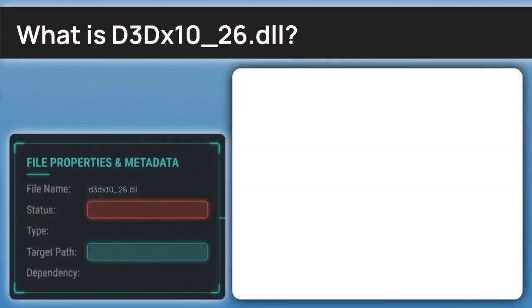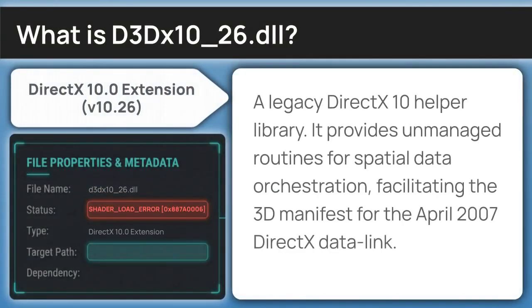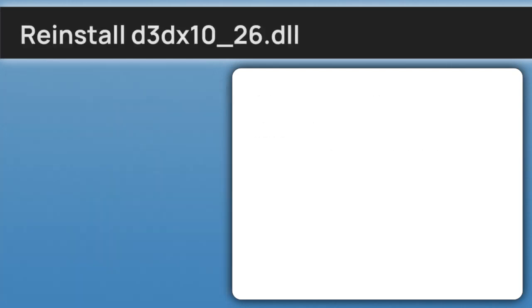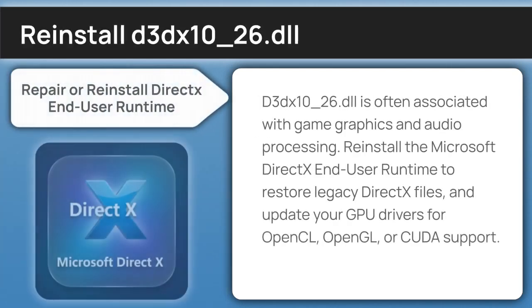This is the DirectX 10 Update 26, a legacy DirectX 10 helper library. It provides unmanaged routines for spatial data orchestration, facilitating the 3D manifest for the April 2007 DirectX data link. Now that you're up to speed on the file's role, let's begin the repair process. DirectX 10.26 is often associated with game graphics and audio processing.